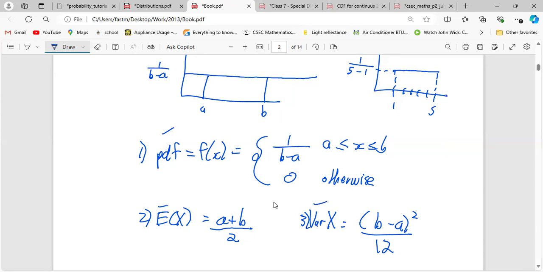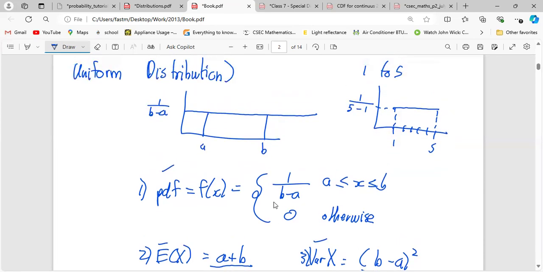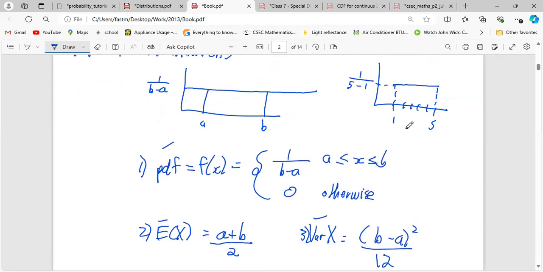expectation, and the variance. The reason why the uniform is too easy is because, recall, what's the probability x is equal to 1, 2, 3, 4, 5? It's the same thing. It's just 1 on B minus A because it's uniform. It's like rolling a dice. The probability of getting any number on the dice is the same. It's 1 on 6. It's not going to change much. Yeah, so there's no variation in the question. So that is it for the uniform distribution.